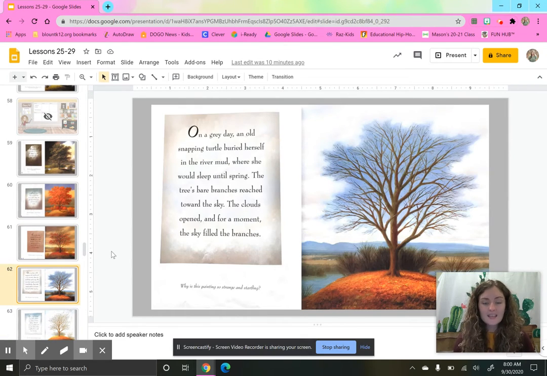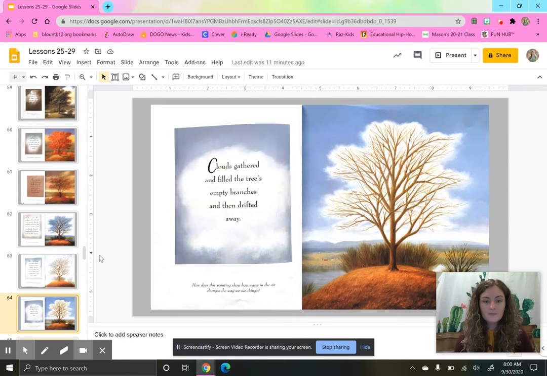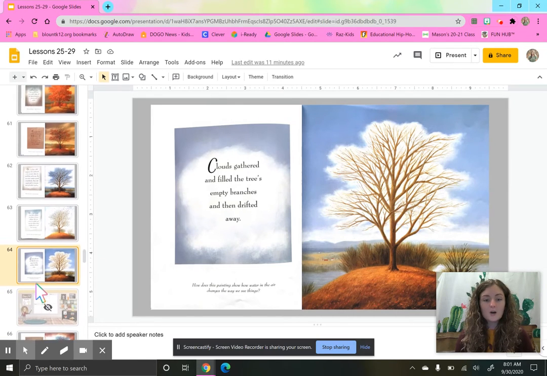On a gray day, an old snapping turtle buried herself in the river mud where she would sleep until spring. The tree's bare branches reached toward the sky. The clouds opened, and for a moment, the sky filled with branches. On a misty morning, a flock of birds landed where the tree's leaves had been. The birds chirped, squabbled, and sang, but suddenly their wings beat the air and they flew away. Clouds gathered and filled the tree's empty branches and then drifted away.